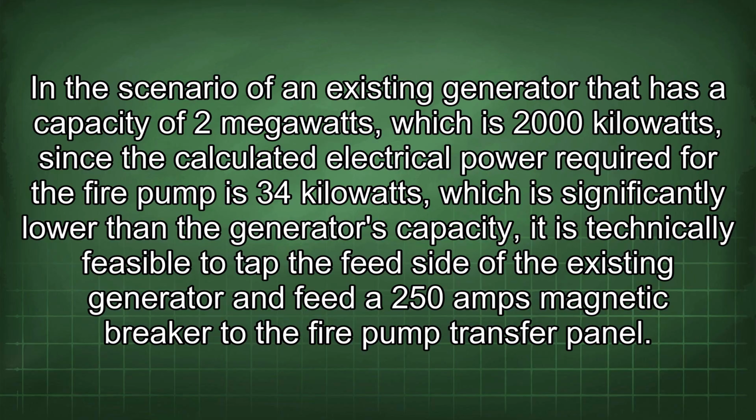In the scenario of an existing generator that has a capacity of 2 megawatts, which is 2,000 kilowatts, since the calculated electrical power required for the fire pump is 34 kilowatts, which is significantly lower than the generator's capacity, it is technically feasible to tap the feed side of the existing generator and feed a 250 amps magnetic breaker to the fire pump transfer panel.